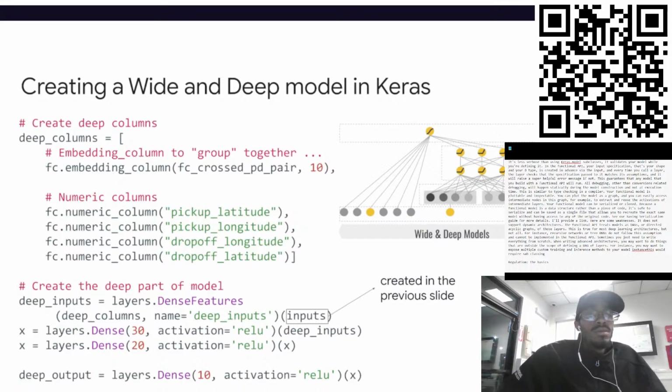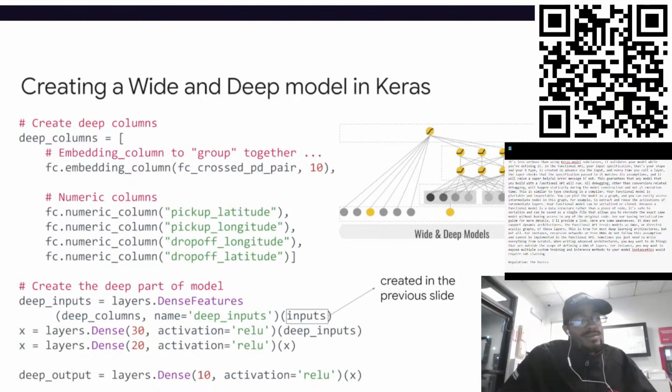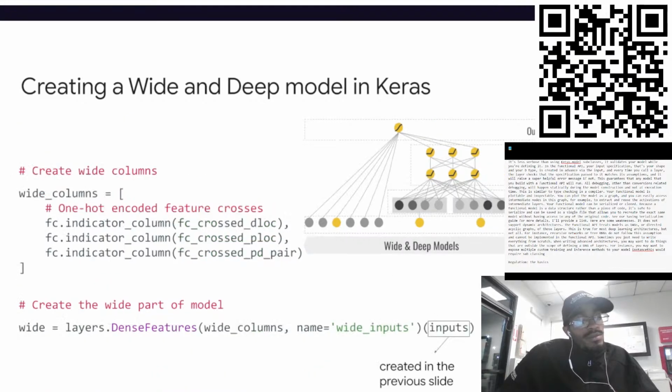Using the inputs above, we can then create the deep portion of the model. Layers.dense is a densely connected neural network layer. By stacking multiple layers, we can make it deep. We can also create the wide portion of the model, for example, using dense features, which produces a dense tensor based on a given amount of feature columns that you define.